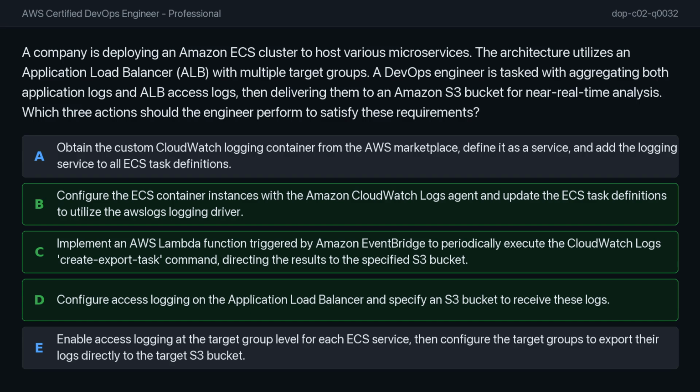Options A and E are incorrect as they suggest configurations that aren't standard or are fundamentally misdirected. Specifically, ALB access logging is an attribute of the load balancer, not individual target groups.